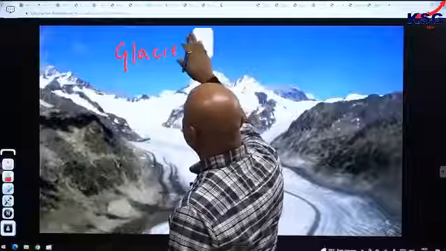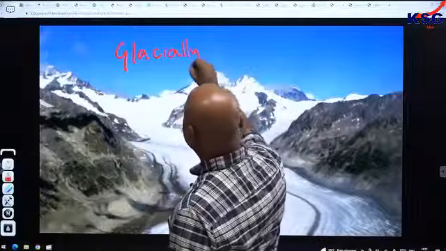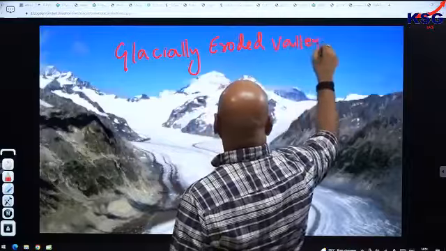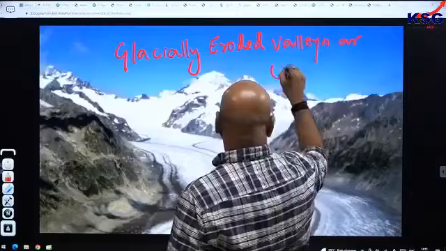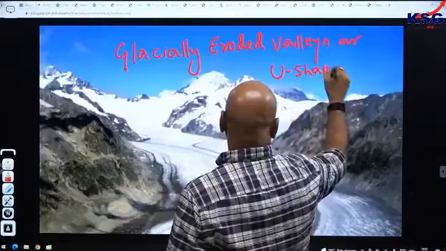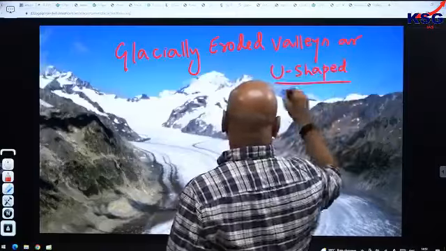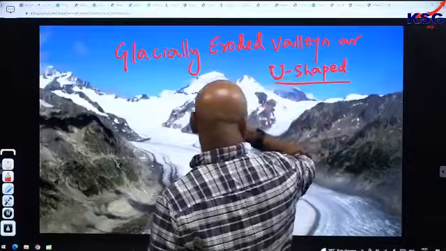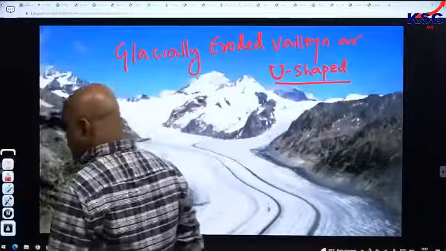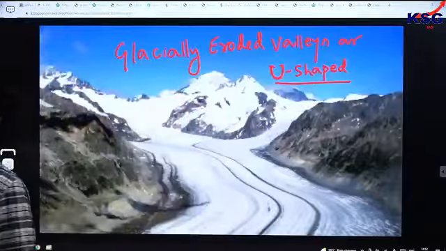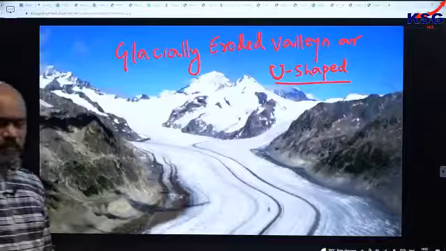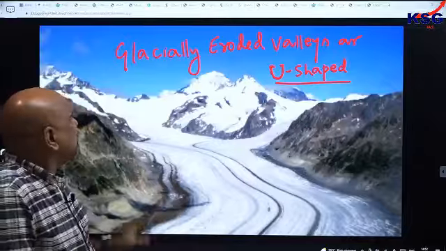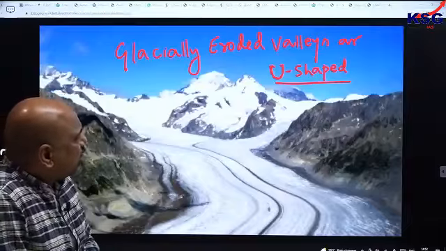Glacially eroded valleys are U-shaped. They are U-shaped. Glacially eroded valleys are U-shaped valleys. I will come to the cirque, we will discuss that.